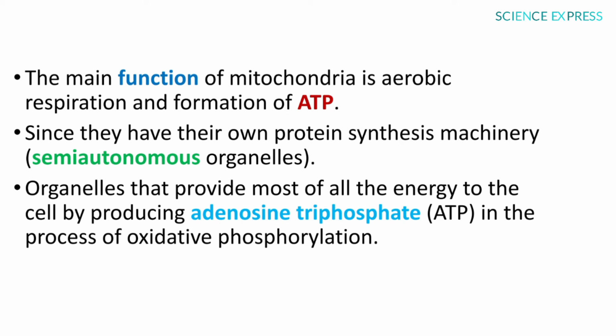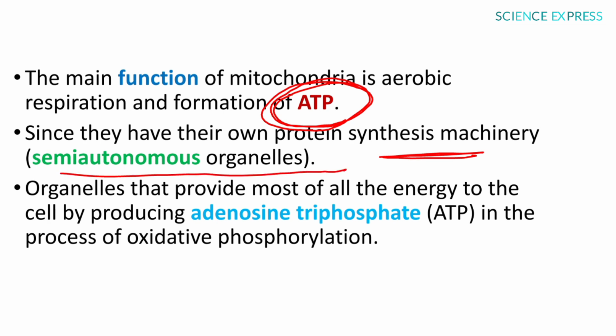The main function of mitochondria is the formation of ATP, that means adenosine triphosphate, or the energy currency of the cell. Since they have their own protein synthesis machinery, they are called semi-autonomous organelles. That means mitochondria also carry their own DNA and can multiply within the cell. In the animal cell, the number of mitochondria is more than in the plant cell because animals can move from one place to another. They are the organelles that provide most of the energy to the cell by producing adenosine triphosphate, that means ATP, in the process of oxidative phosphorylation. Clear?